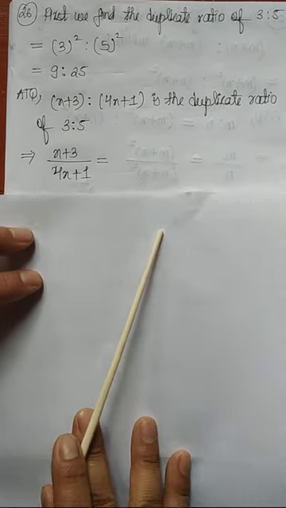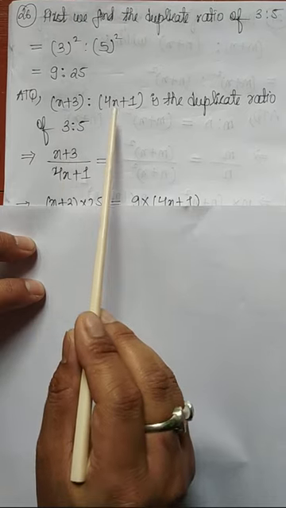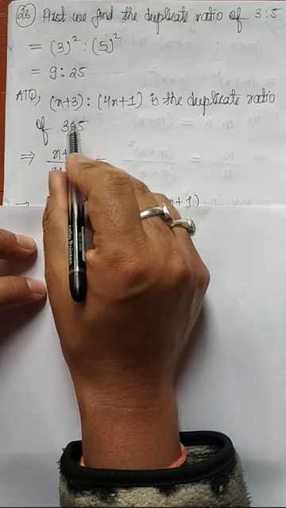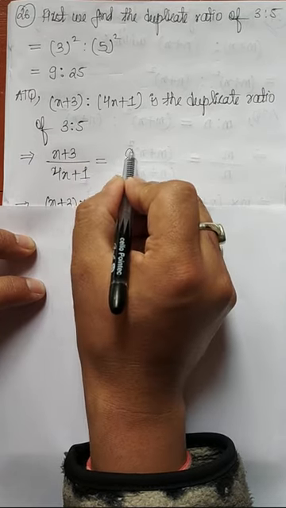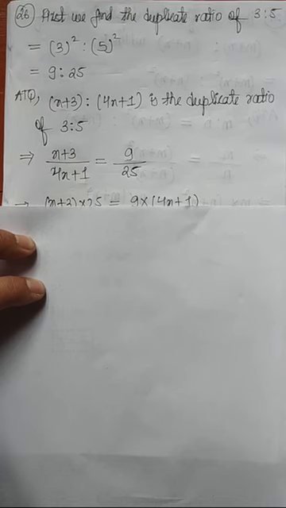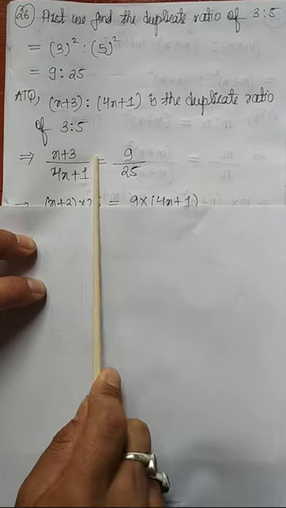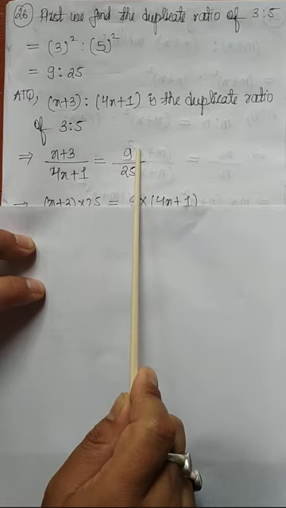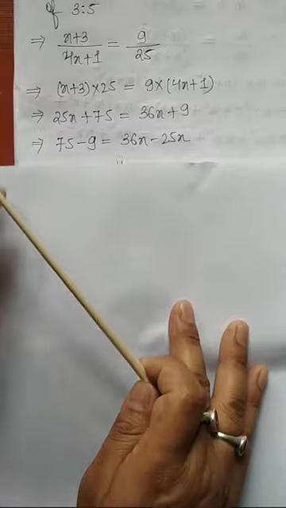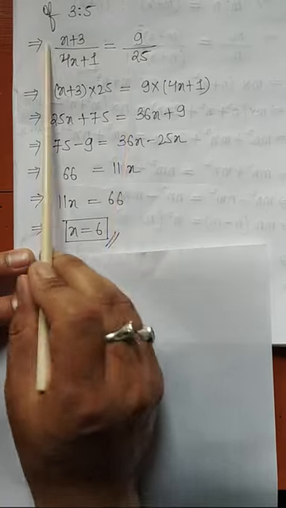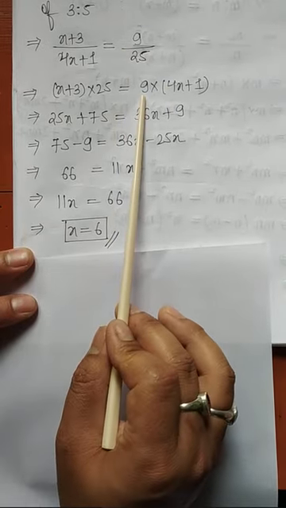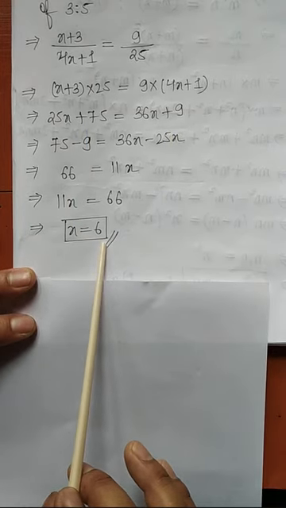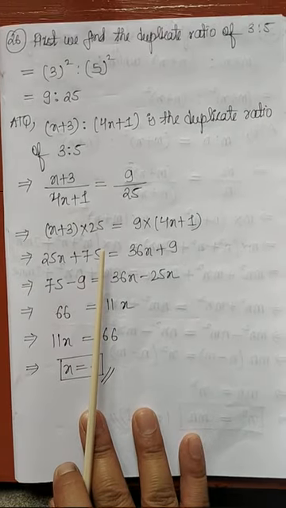So hence it means that x plus 3 divided by 4x plus 1 is nothing but the duplicate ratio of 3 is to 5, which is 9 by 25. Now you just cross multiply it. On cross multiplication you'll get these expressions. Multiply with 25, multiply with 9, separate x, separate the constant terms, and then we get the value for x equals 6. So pause the video to note down.